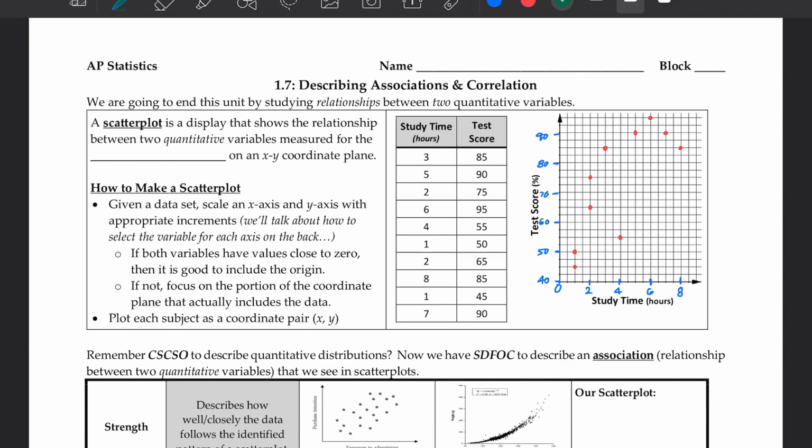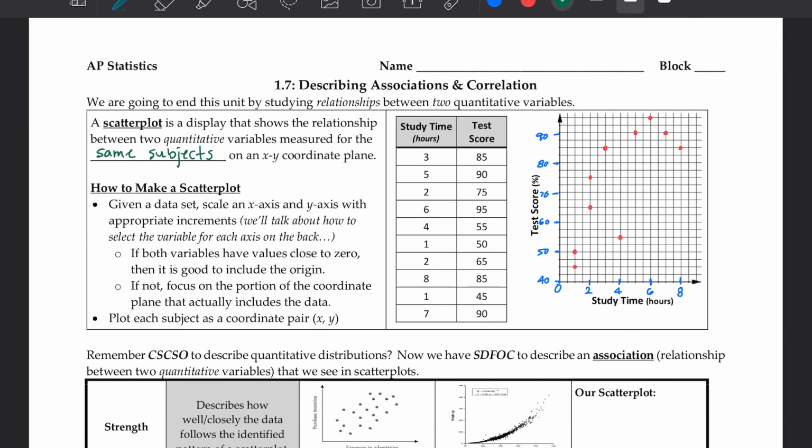So in bivariate statistics, as the name suggests, we are going to be comparing two quantitative variables with each other. One of the ways that we do that is we can use a scatter plot. A scatter plot is a display that shows the relationship between two quantitative variables measured for the same subjects. That's what's going to go on that blank there.